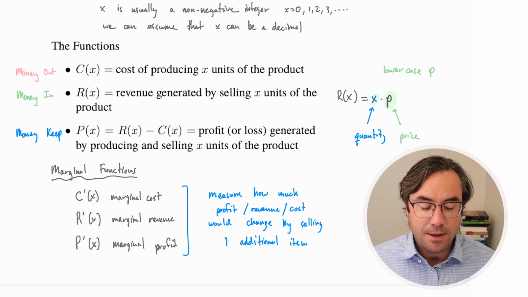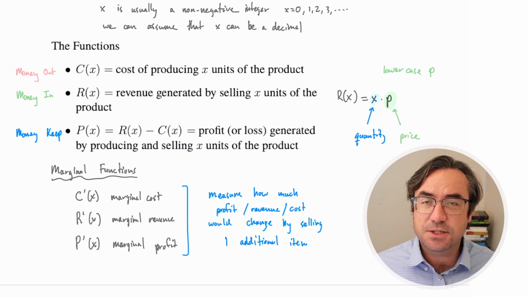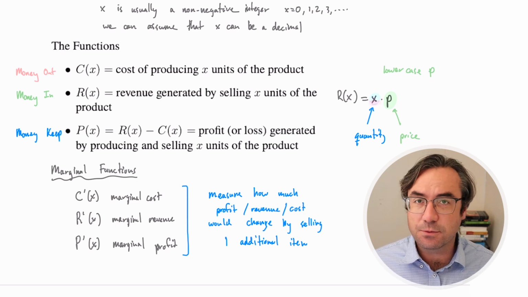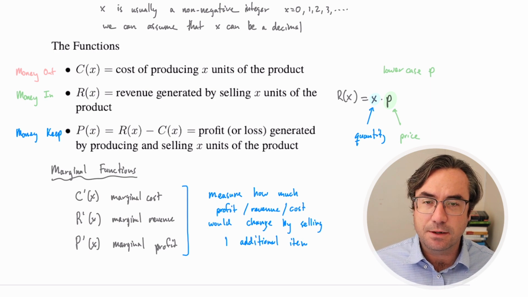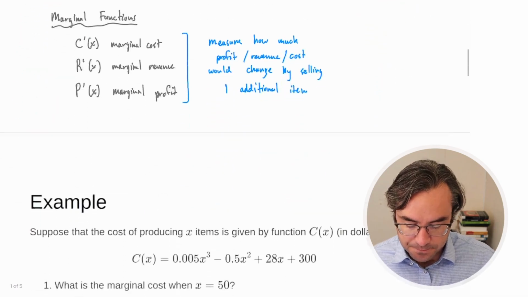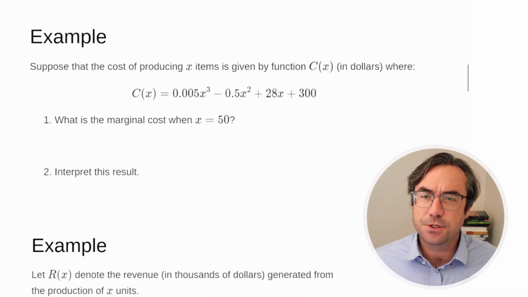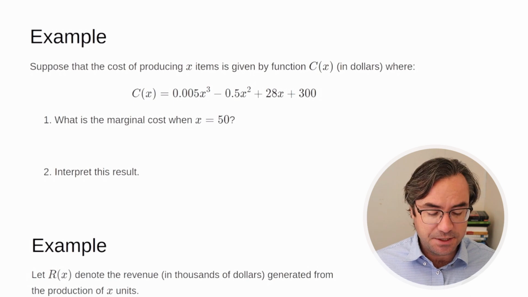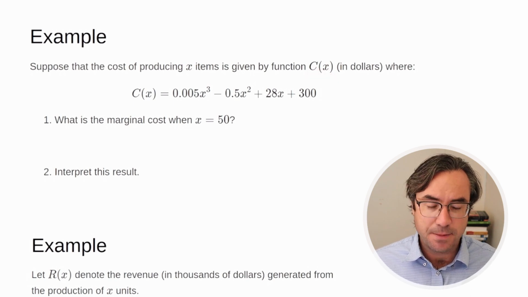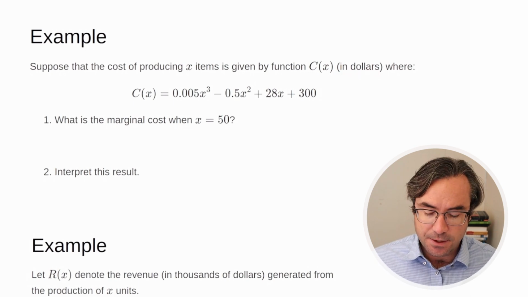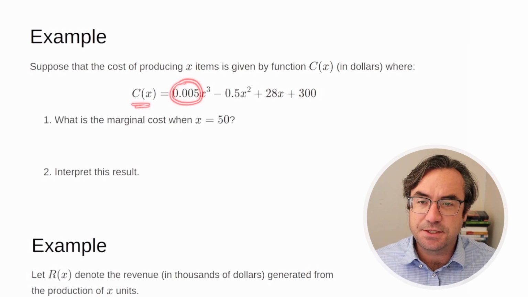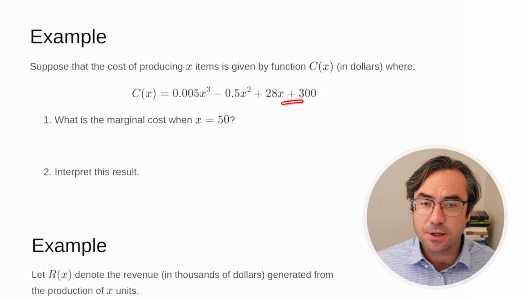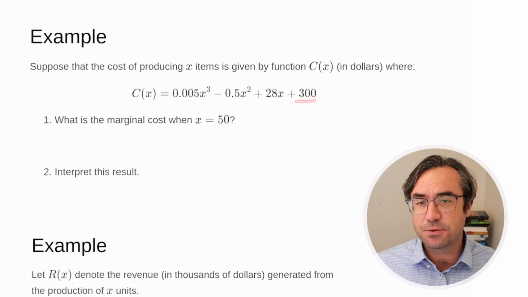we sell them at. And a lot of times this price is kind of related to the number of items that we're selling, which we'll talk about in class. All right. So let's try one example. Let's suppose that the cost of producing X number of items is given by this cost function C of X. And the units here are dollars. So our cost function is 0.005 times X cubed minus 0.5 times X squared plus 28X plus 300.